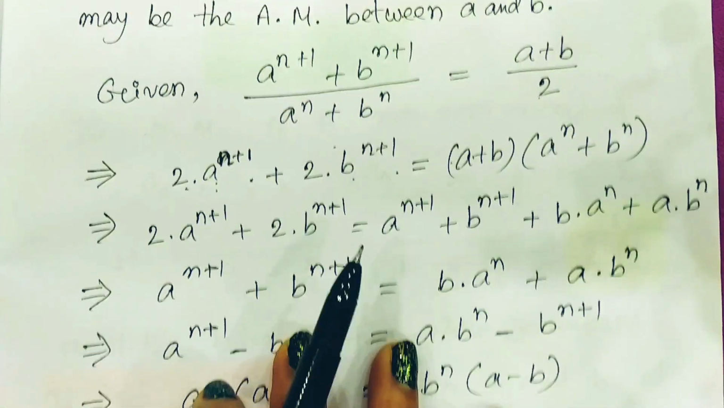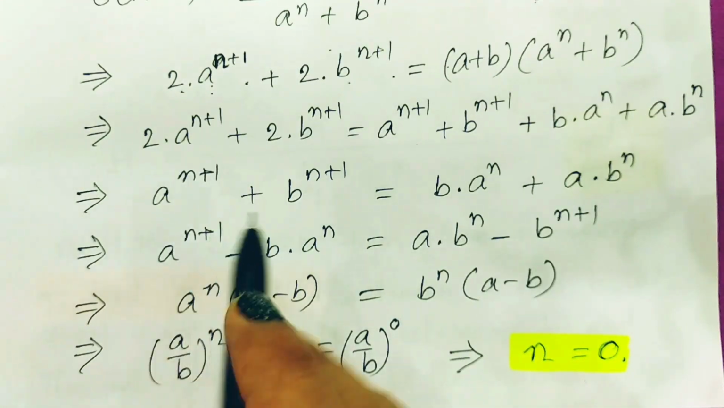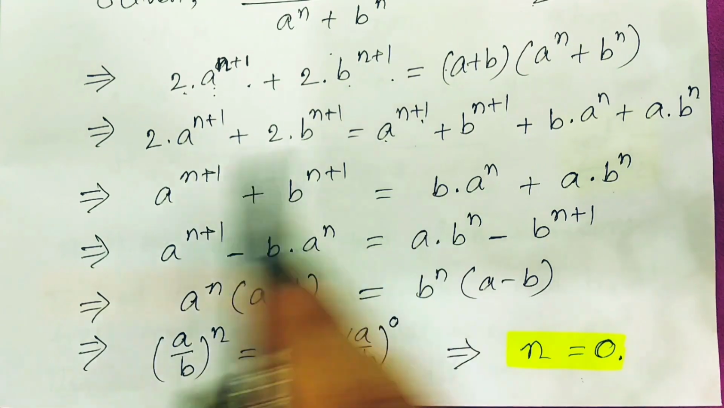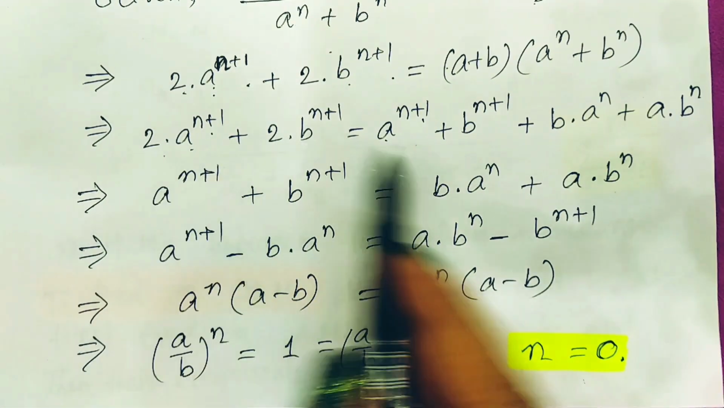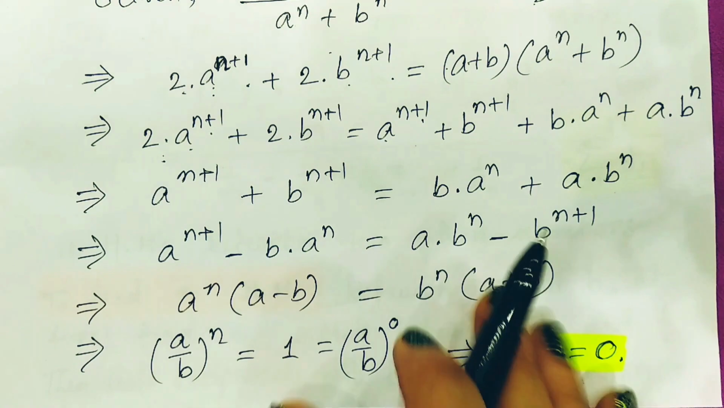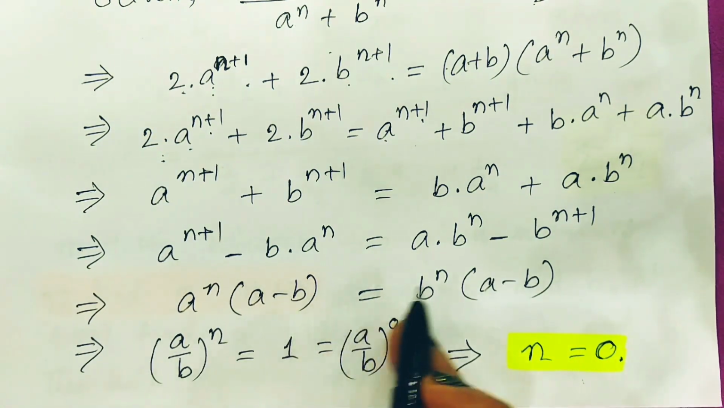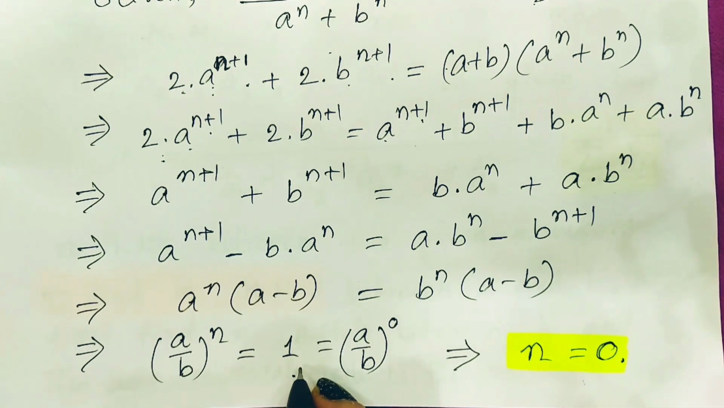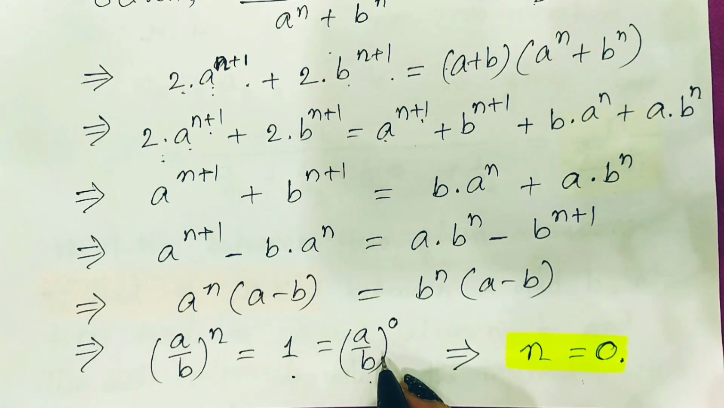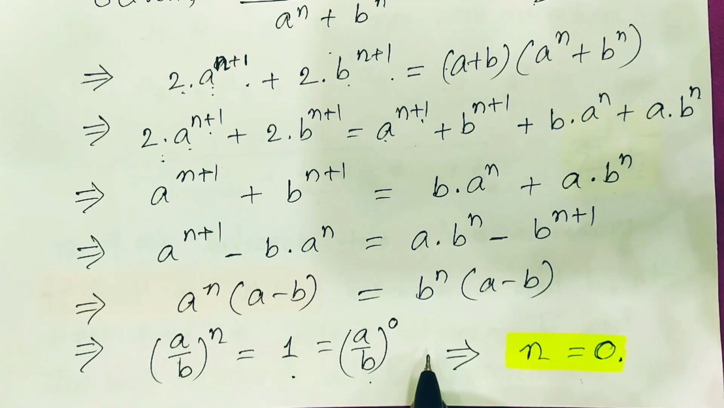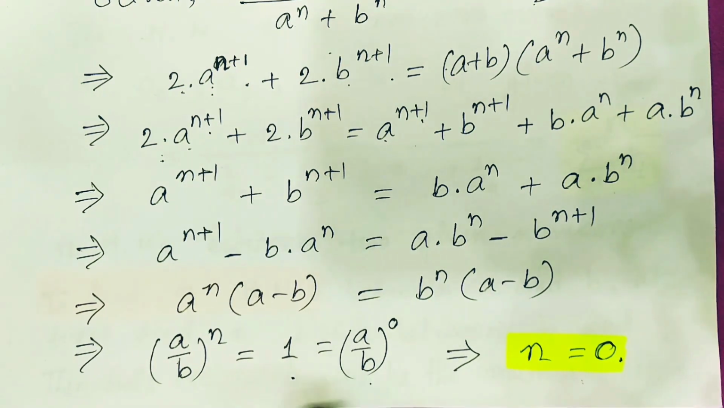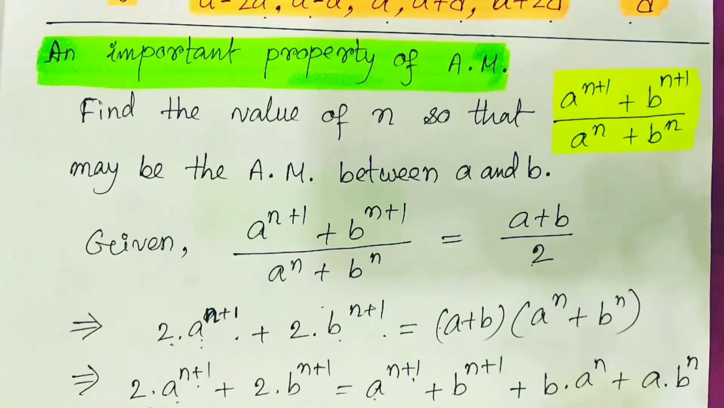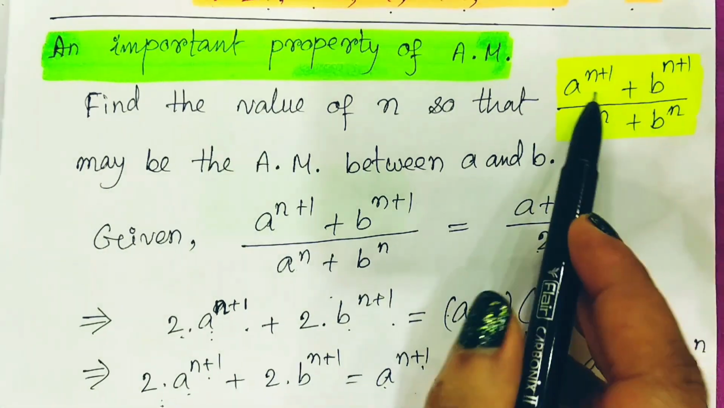Now, if we simplify, just look at the simplification, we cancel out the terms here, a to the power n plus 1, 2 into a to the power n plus 1, so only one term will be there. In this way, if we simplify, we will find finally it is a by b to the power n is equal to 1. 1 means we can write a by b to the power 0. Now if we equate the powers only, because the bases are the same for both, then we will find n is equal to 0.